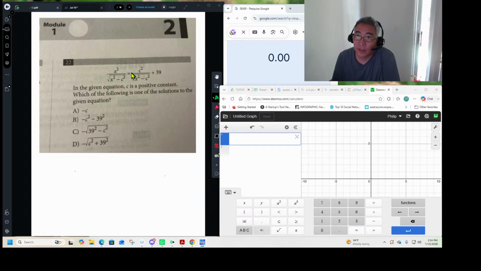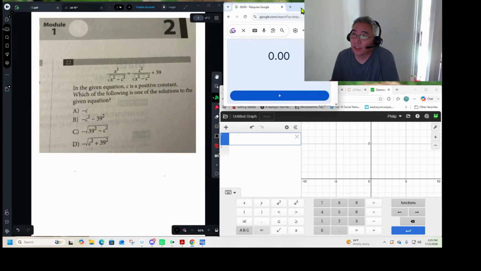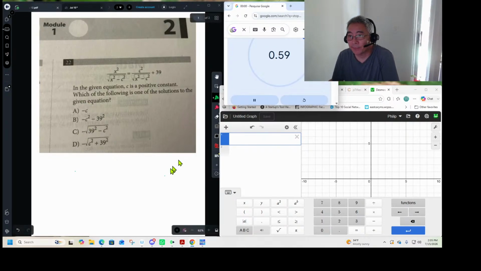Basically, we have an equation with an x unknown and a parameter c. And it says which of the following is one of the solutions to the given equation. And we have four options here. So let's try to do this with Desmos. I'm going to start the clock.